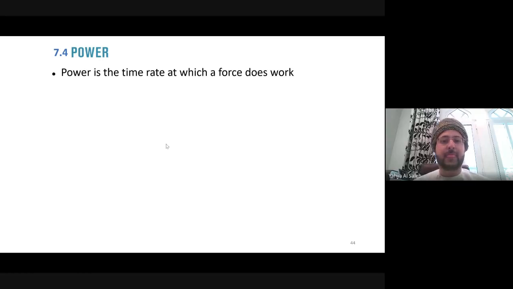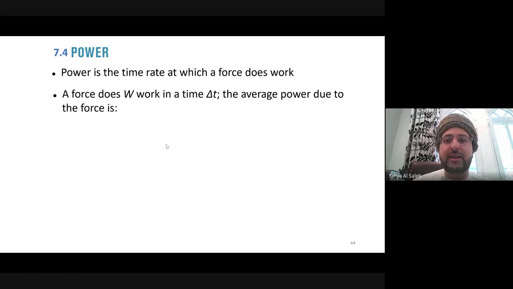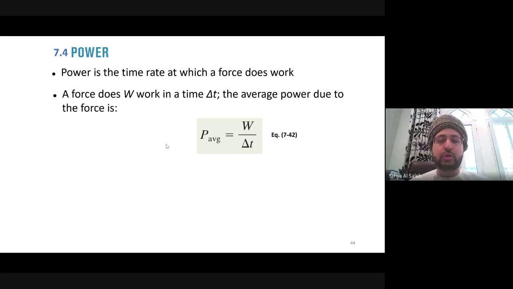Okay. So we said displacement, how quickly displacement happens is velocity, right? Displacement over t, velocity. Okay, velocity over t, acceleration. Now we discussed work. So work over time, how quickly work happens is power. Time rate at which force does work. The average power is you take all the work you have done divided by all the time that you spent, and you get the average power.